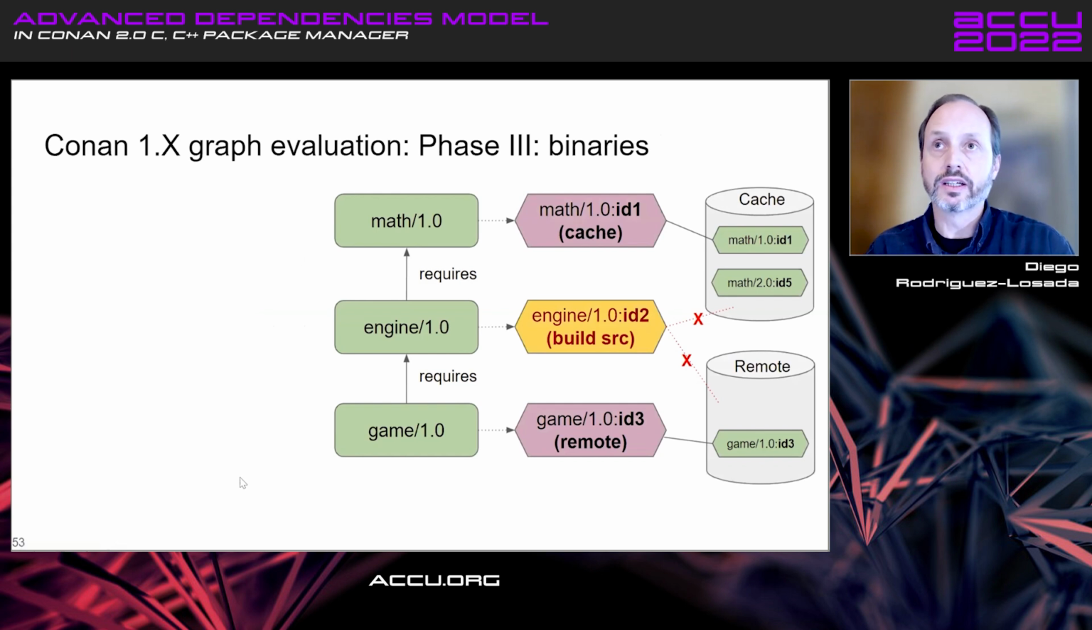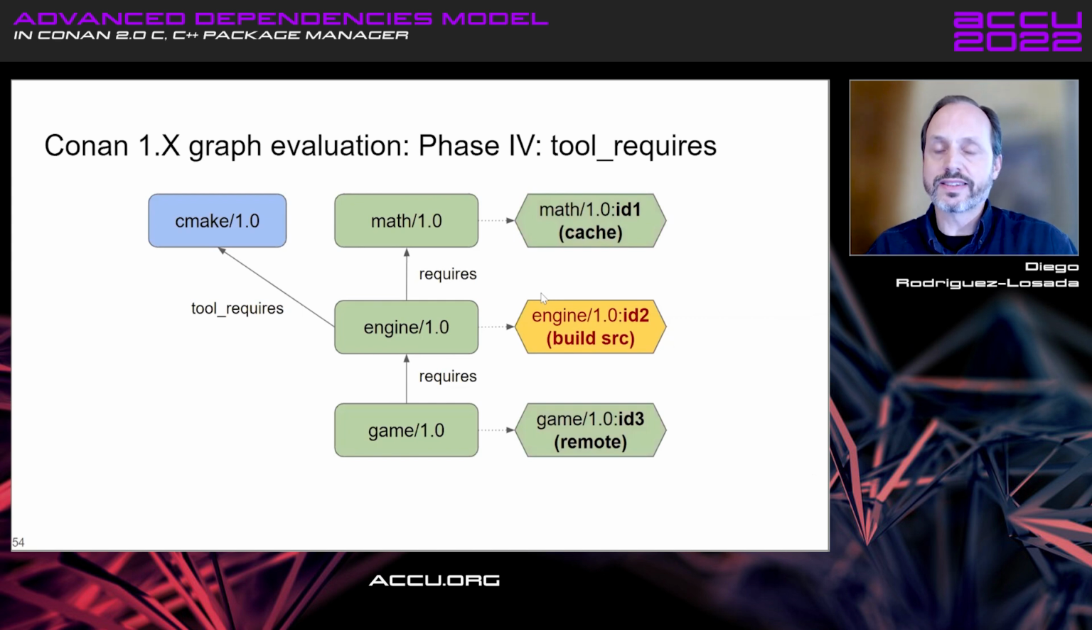Then we check if these package IDs are found somewhere. Do we have a precompiled binary for this package ID in the cache or in the remote? We are able to find, in this example, math and game precompiled binaries. Okay, everything good. But for some reason, the engine binary is not there. Then only in that case, Conan decides to expand the dependency graph and add a new node to the graph, expanding the tool requires.